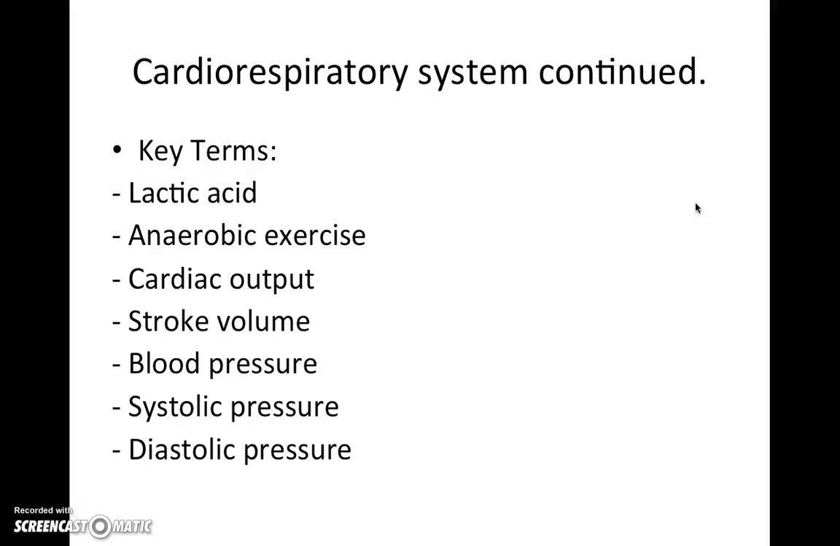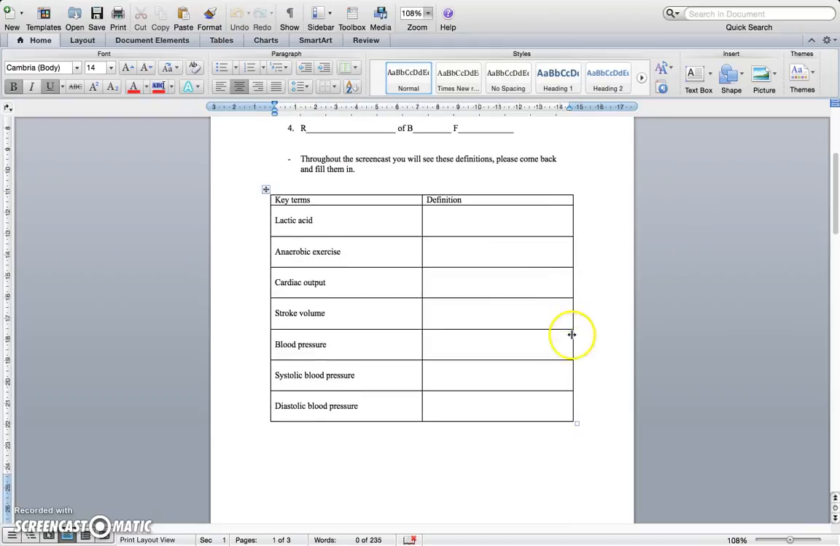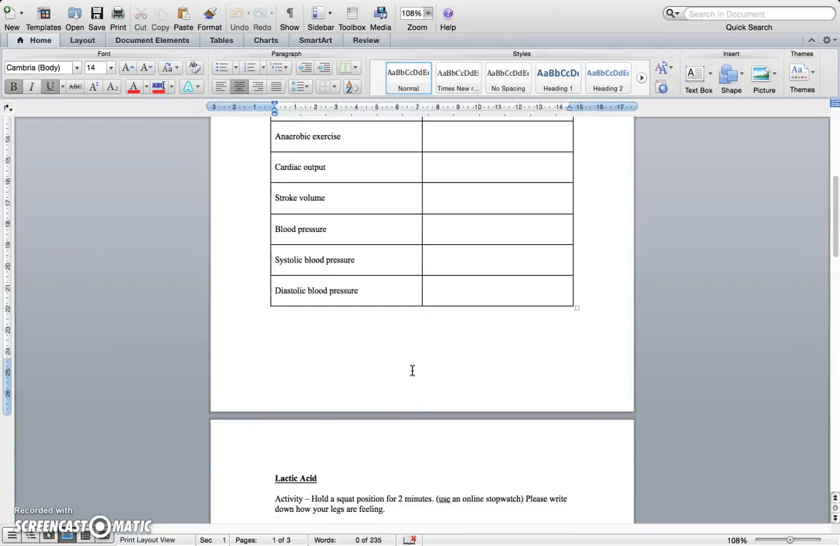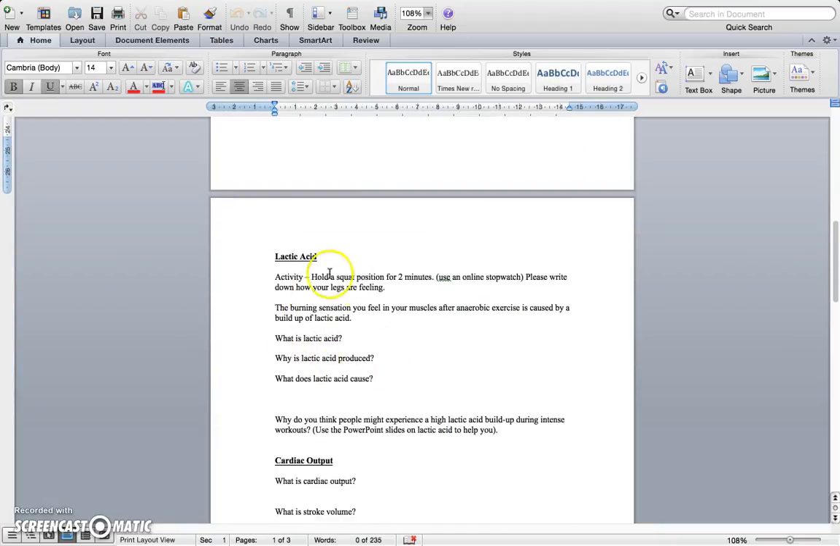Now, throughout this PowerPoint, I will give you the definitions for these key terms. So what I want you to do is, when we're going through the PowerPoint and you see the key terms, you're going to have to come back to this and fill this in as you go along. Okay, so when we talk about lactic acid, I'll mention the definition and you write it in there. Whilst we're going through the PowerPoint on lactic acid, you have these questions to answer as well. So you need to keep pausing the PowerPoint and flicking back to this, or you can have the screen split in 2 so you can actually see both screens.